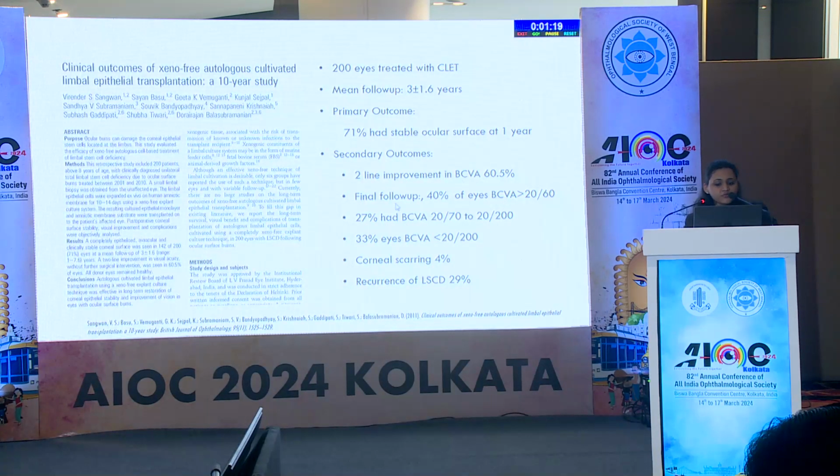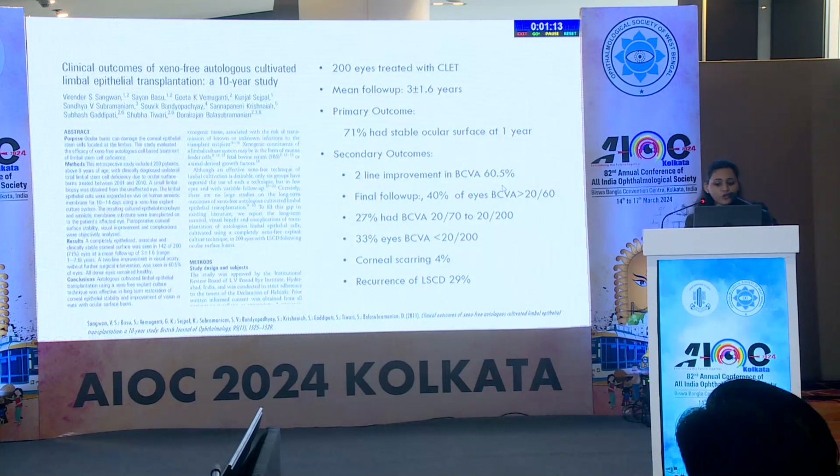And secondary outcomes of CLET: 2-line improvement in BCVA in 60.5% of eyes at final follow-up. 40% of eyes had a vision better than 20/60. 27% of eyes had vision between 20/70 and 20/200. 33% of eyes had vision worse than 20/200. And 4% had corneal scarring, and recurrence was seen in 29%.